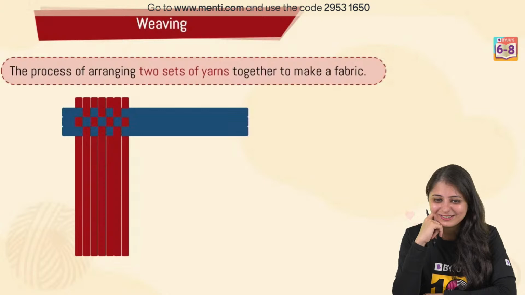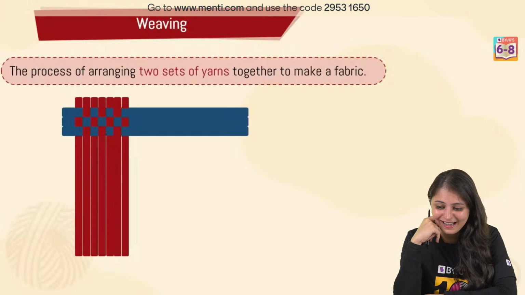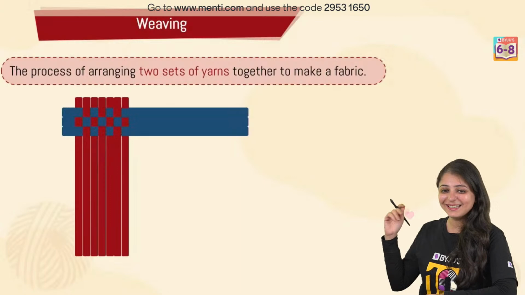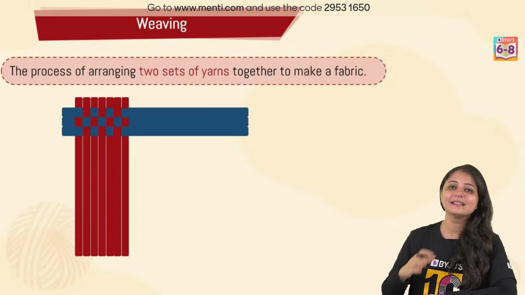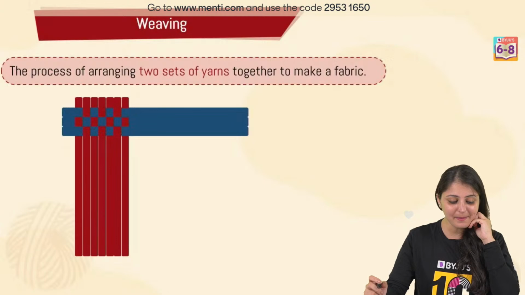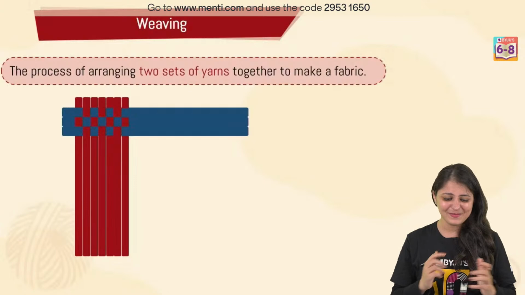Acha. Warp hai ki weft hai. Warp. Okay. And then you can see the blue ones, which are weaving in and out, over and under. Correct. So the horizontal ones you can see, they are the weft. Good. So you remember, 2 sets of yarns are being used. 100% sure. All right, Pratham. Good to see your confidence.